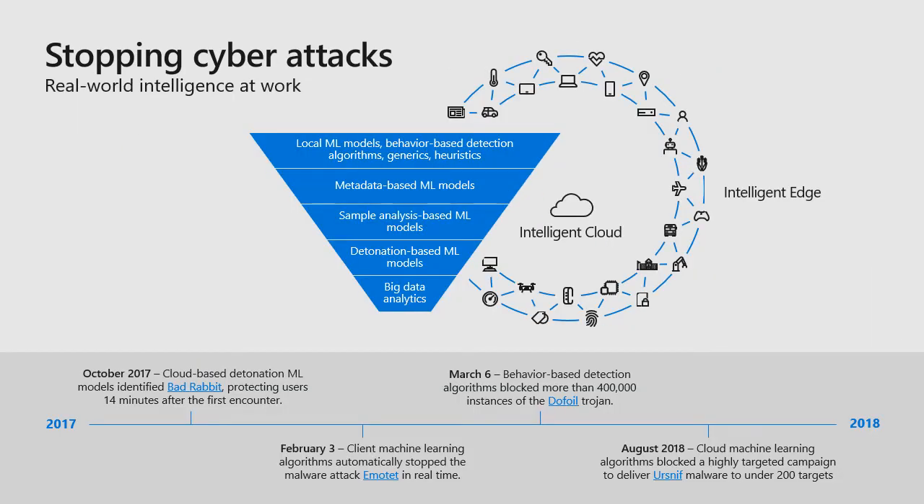Stopping cyber attacks, like I said a while ago, requires the combination of both humans and machines. The other thing that allows us to become effective against fighting cyber attacks, putting all these capabilities within the Azure product, within our Office product, within our Windows products, and all our other products, is the use of intelligence. It is the use of machine learning intelligence driven by artificial intelligence. So we build local ML models, metadata-based ML models, and sample analysis-based ML models, and use big data analytics across our intelligent cloud and intelligent edge from 6.5 trillion signals.